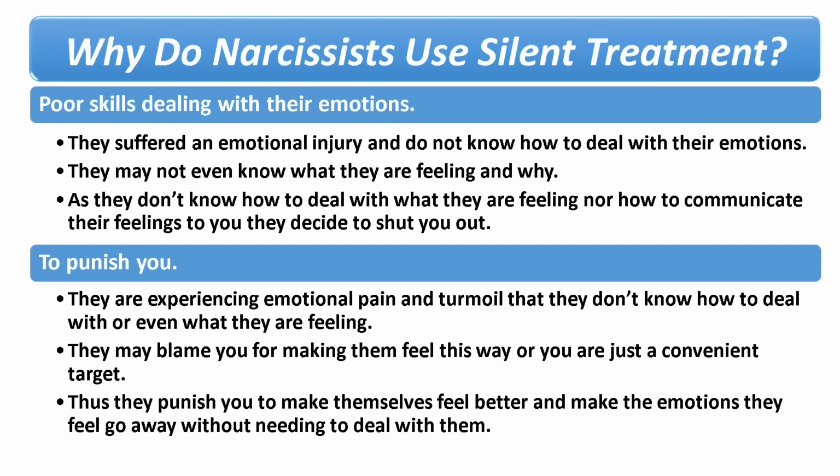They are experiencing emotional pain and turmoil that they don't know how to deal with or even what they are feeling. They may blame you for making them feel this way, or you are just a convenient target. Thus, they punish you to make themselves feel better and make the emotions they feel go away without needing to deal with them. When you apologize and accept blame, you reinforce their belief that their feelings were caused by you and that they had no control over how they felt and had a right to punish you for making them feel the way they did. This allows them to never need to deal with their emotions. They can just dump them onto you and then punish you to make themselves feel better.